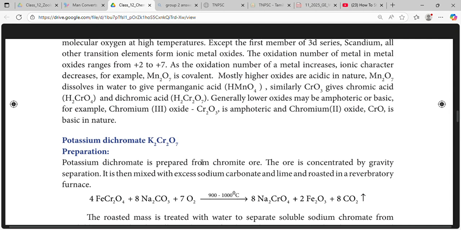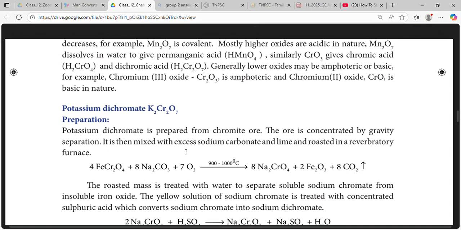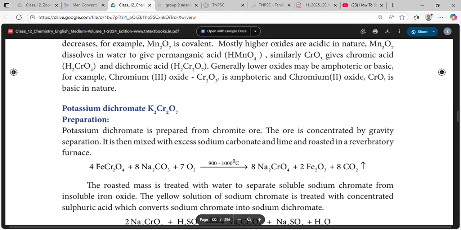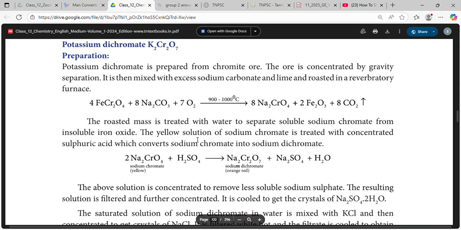Potassium dichromate is prepared from chromate ore. The ore is concentrated by gravity separation. It is then mixed with excess sodium carbonate and lime and roasted in a reverberatory furnace. The roasted mass is treated with water to separate soluble sodium chromate from insoluble iron oxide.